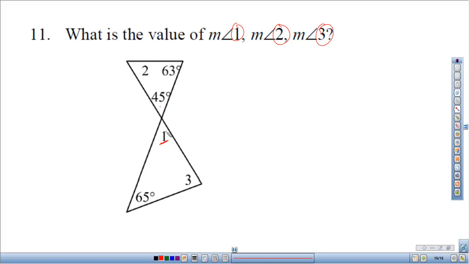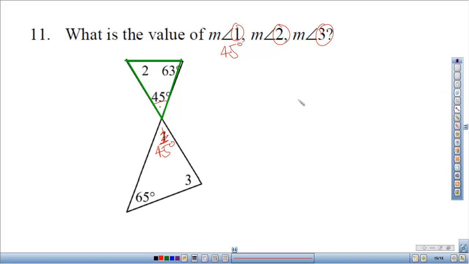Well, do you notice that these two angles right here are what kind of angles? Vertical angles. And vertical angles are always congruent. So if this one is 45, this one would also have to be 45 degrees. All right, we got that one figured out. Okay, how about angle 2? Well, what I should notice about this one is that all three of these angles are inside the same triangle, so I know that they all add up to 180.